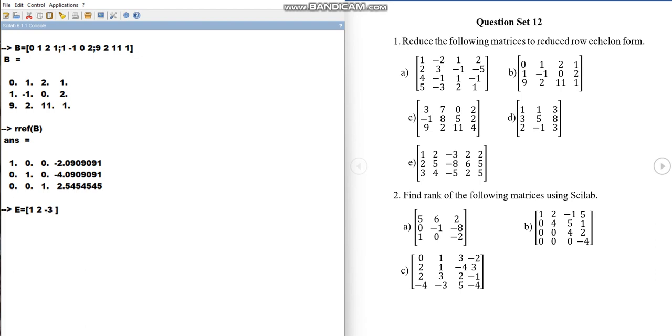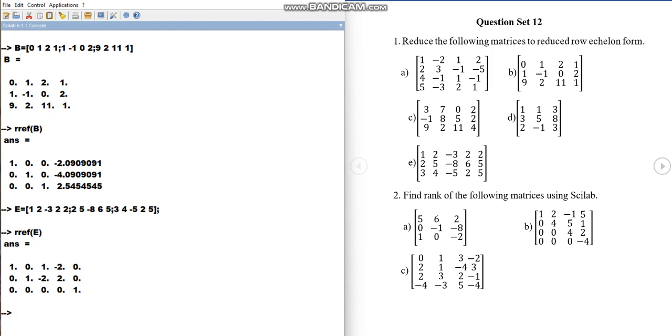E is 1, 2, minus 3, 2, 2. It's a matrix of order 3 by 5. So let us see: 2, 5, minus 8, 6, 5, and then 3, 4, minus 5, 2, 5. So this is the matrix E. RREF, the reduced row echelon form of the matrix E, is this matrix.